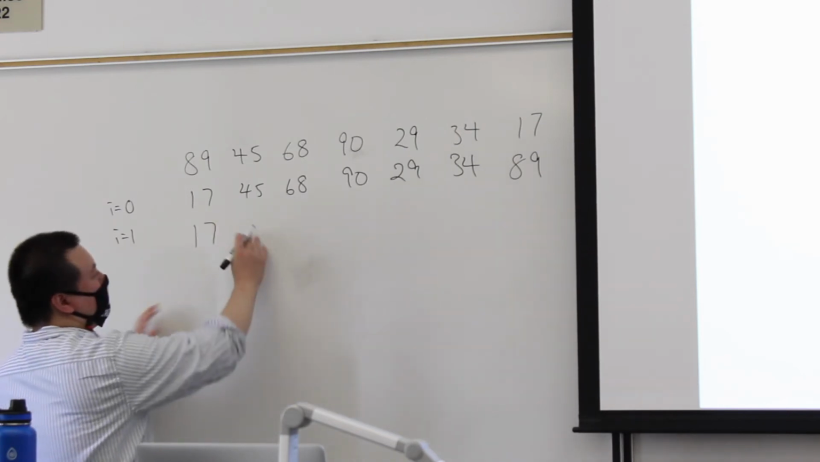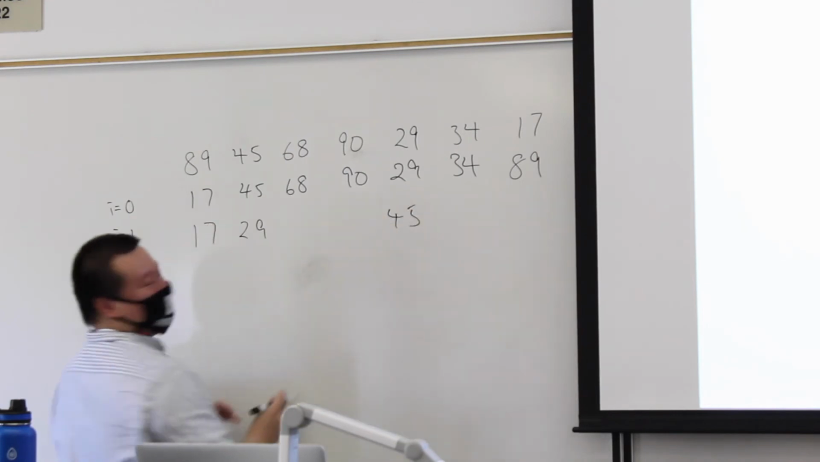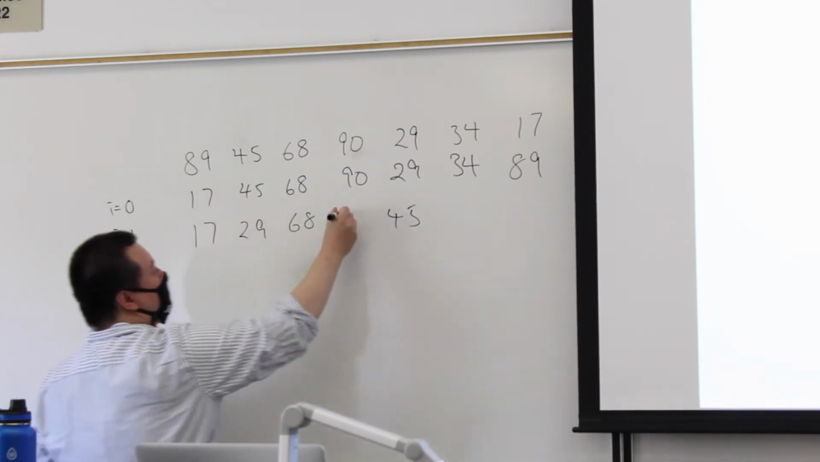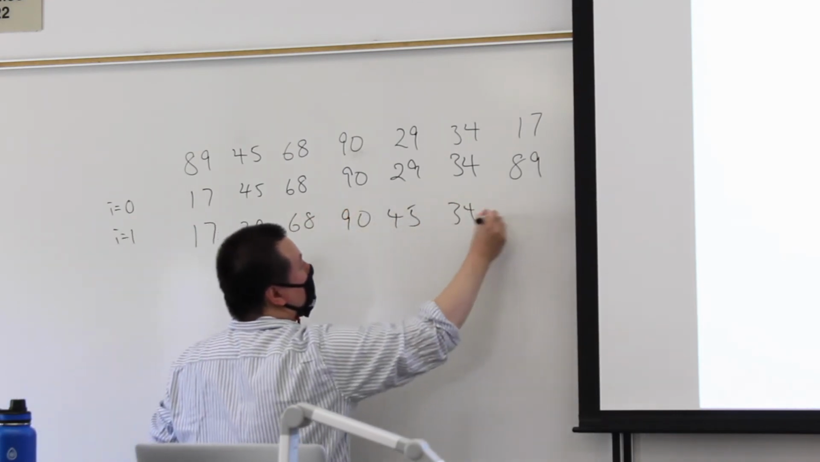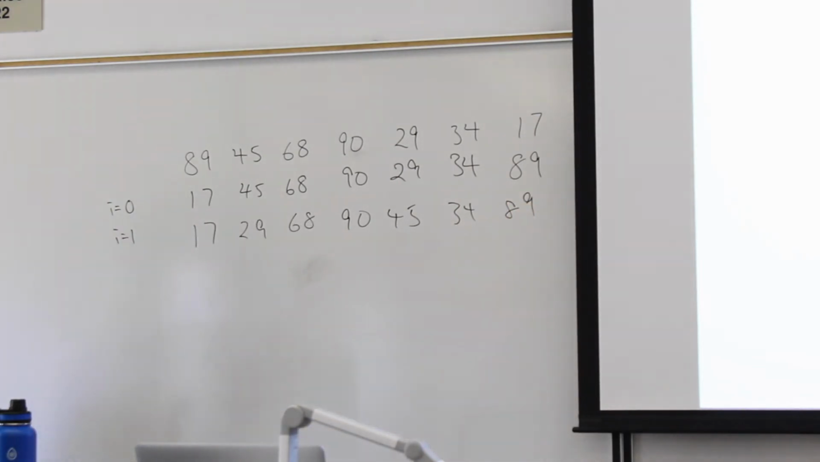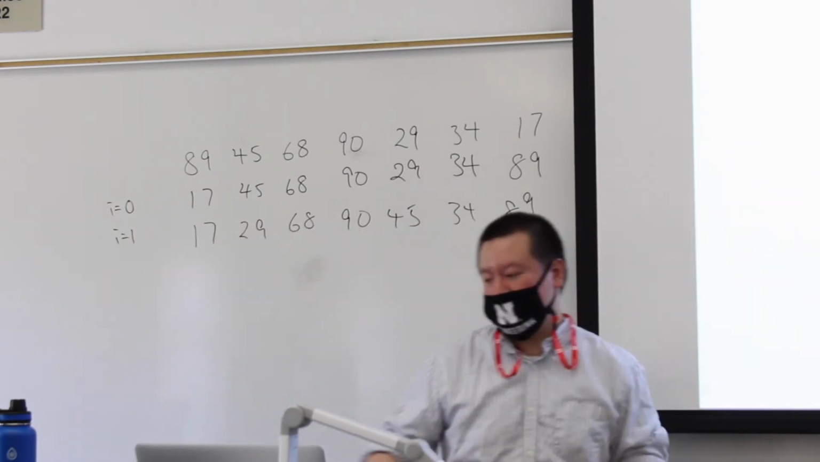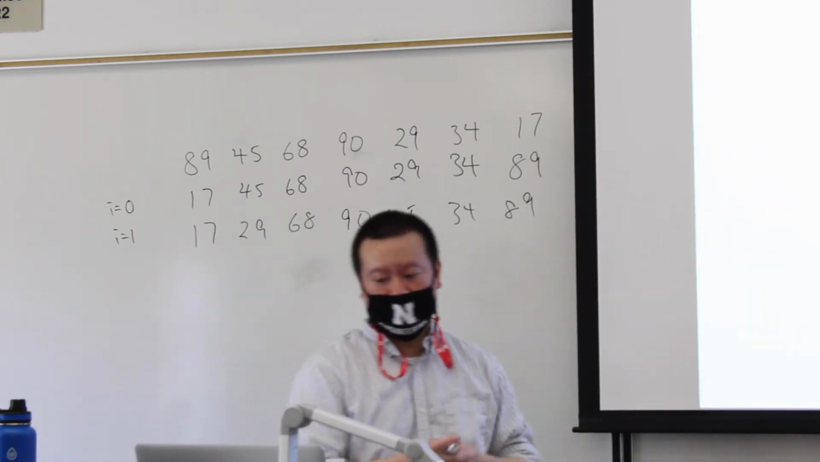So this is 17, and we say we're going to swap 29 and 45. And then 68, 9, 30. So are we good? There's also something I copied and pasted here. You can take a look afterward.